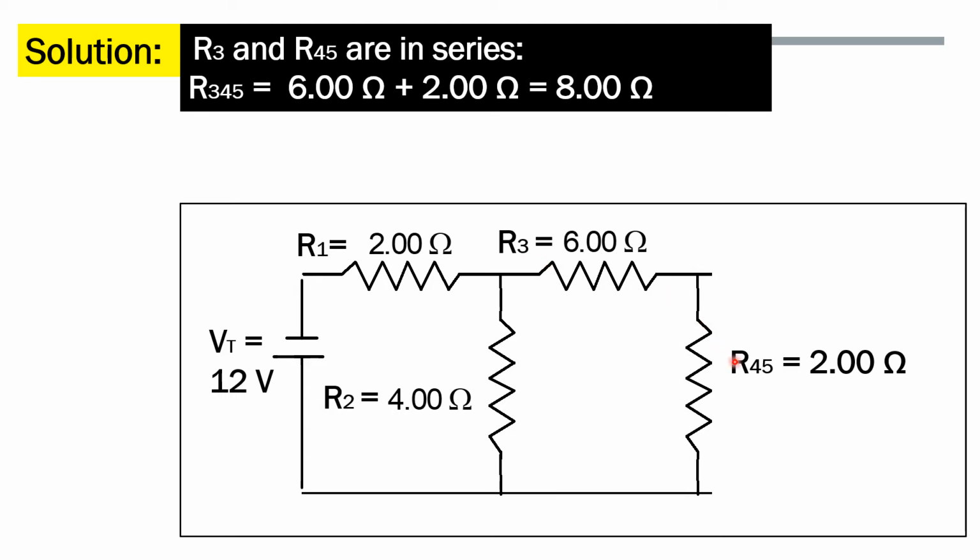From there, we will look at how that sum of R3 and R45, which we now call R3,4,5, is connected to the next resistor, which is R2. That's coming in the next slide.